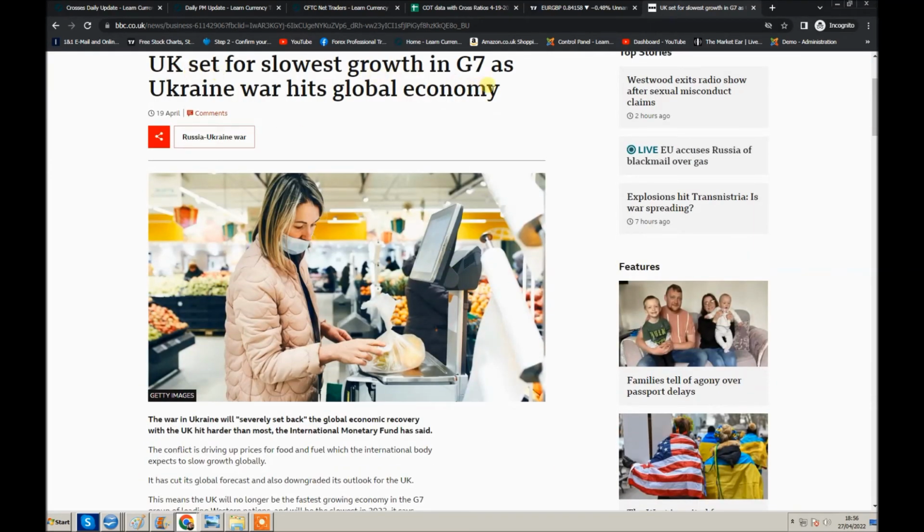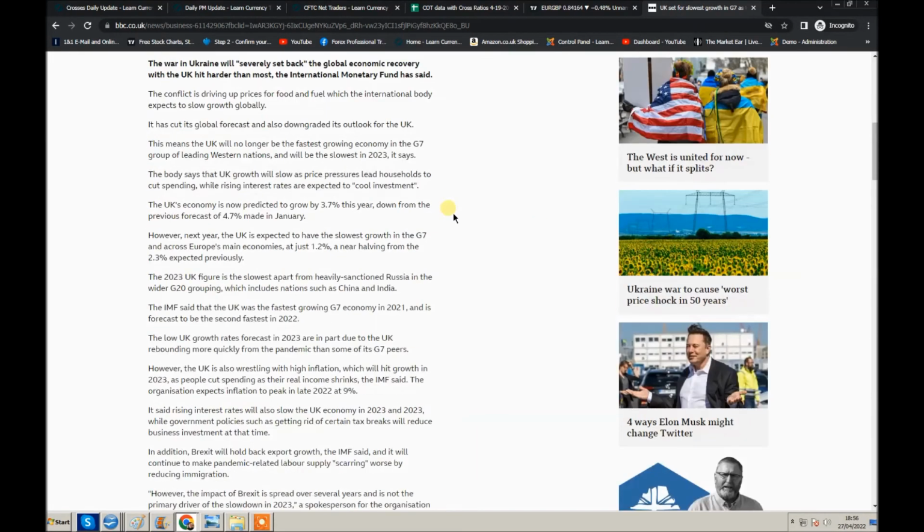UK set for the slowest growth in G7 as Ukraine war hits global economy. I would say that the Eurozone is getting hit harder than the UK, but that's just how bearish the market is of the UK or the GBP. You can read the article for yourself. It's on BBC News. They cite the International Monetary Fund projections for the UK. They're notoriously wrong with their projections, and I hope they're going to be wrong this time.